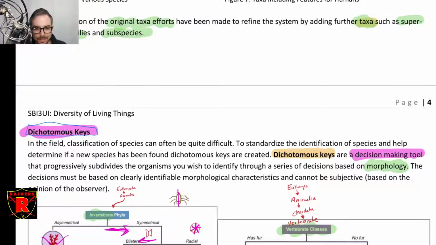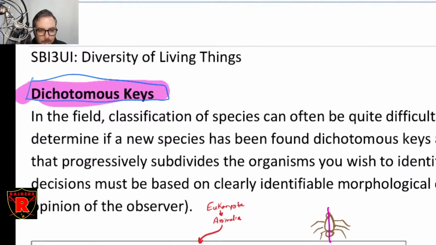Well, you need some tools for differentiation. And that tool that you use to figure out what the heck it is that you're looking at is called a dichotomous key. A dichotomous key is a decision tree. Basically, you ask a bunch of questions about the organism that you have in front of you, and based on your answers, you identify what specific species it is. I mean, it's that simple.